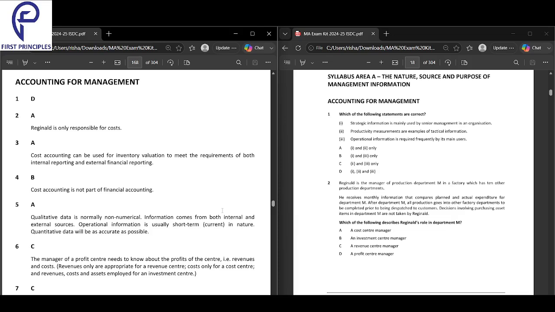It's a true or false type answer. So which of the following are correct? Firstly, strategic information is mainly used by senior management. Absolutely right. So this is definitely right here. Strategic is used for the long term. Second, productivity measurements are examples of tactical information.